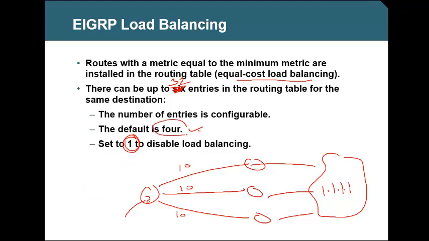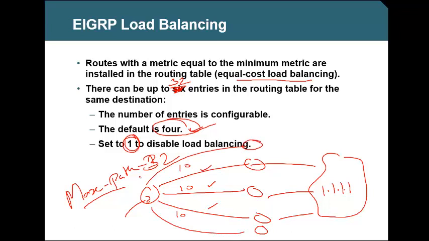By default it is set to 4. The max path by default is set to 4. If you set to 1, then any one of these links, random, it will use any one. But if you wish to increase more than 4, you can do that. Same command, max path, up to 32 you can increase. Which means if I have 32 equal cost paths to the same destination, I can have all 32 routes in the routing table.